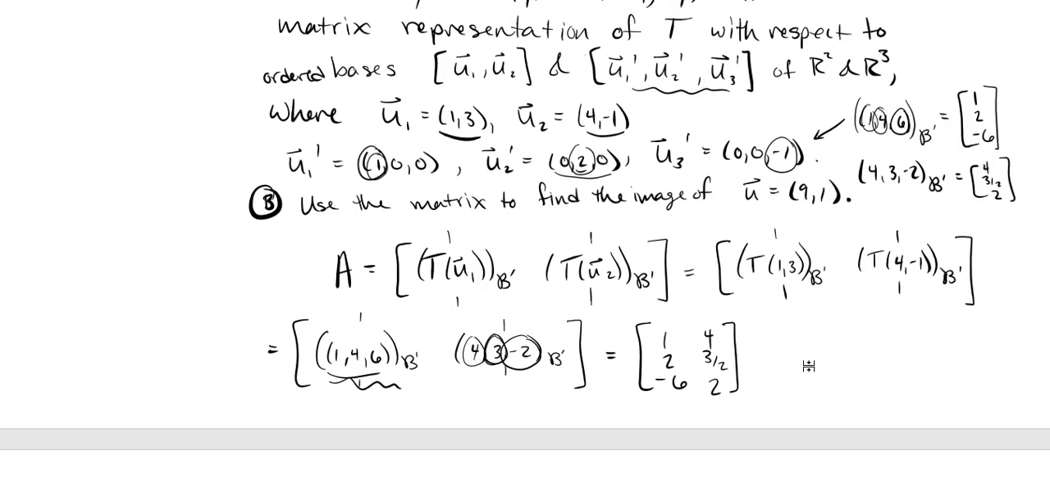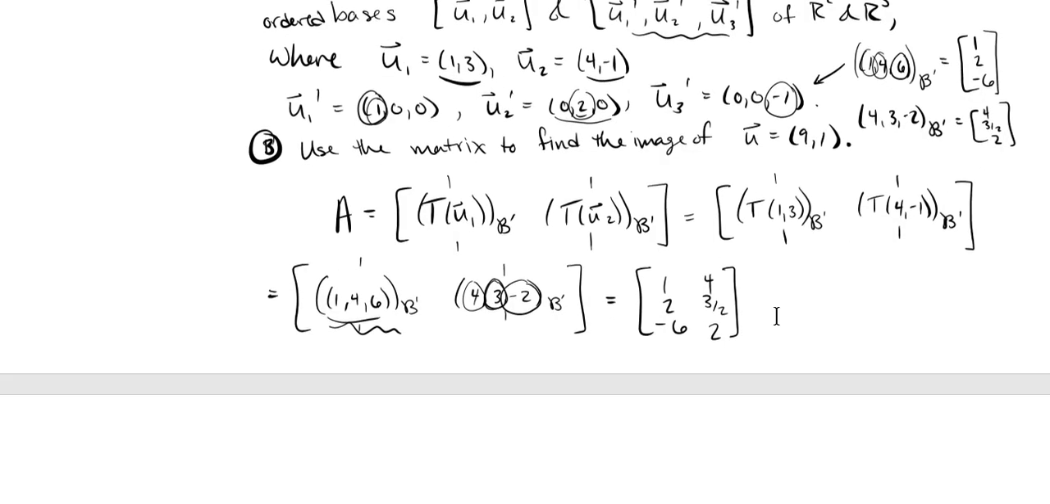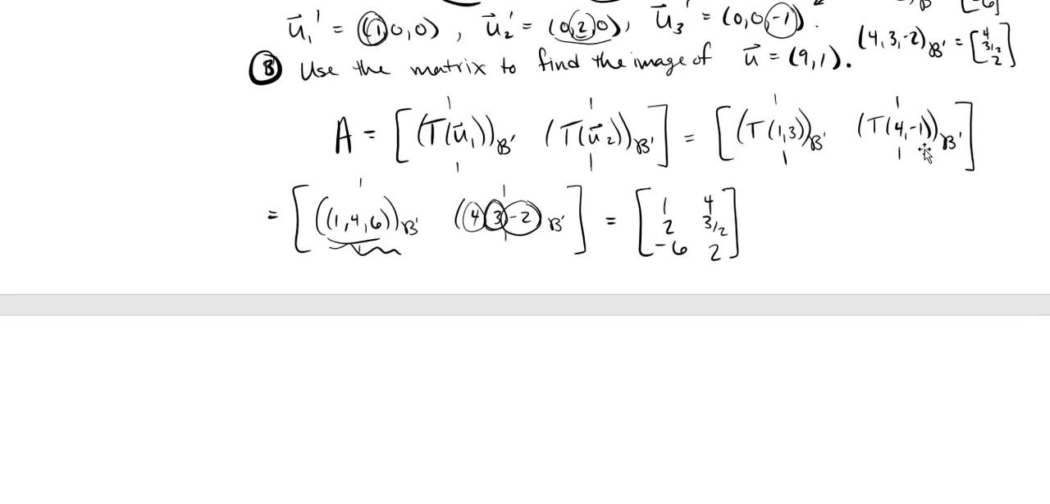So finally, there it is. I mean, there's our matrix representation of this transformation. Now we can use that matrix to find the image of 9, 1. Right, so let's do this. Let's say that the image of T of U expressed relative to B prime, right, the codomain basis, is really just the image of, we want 9, 1 expressed relative to B prime.